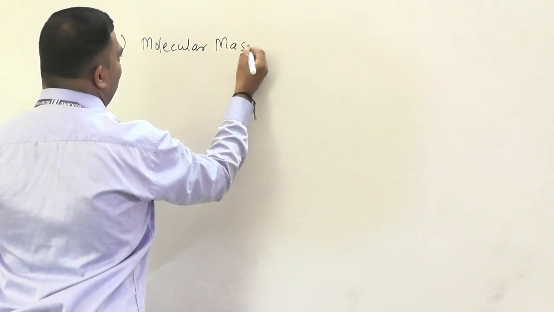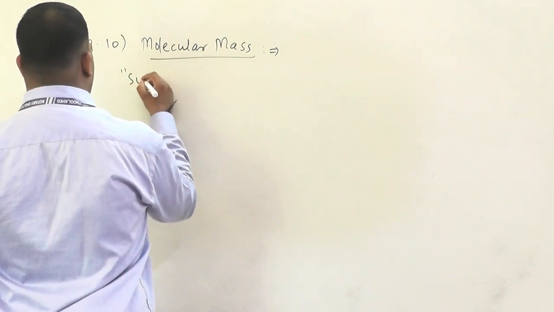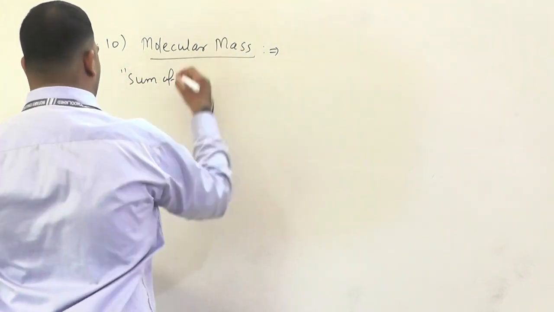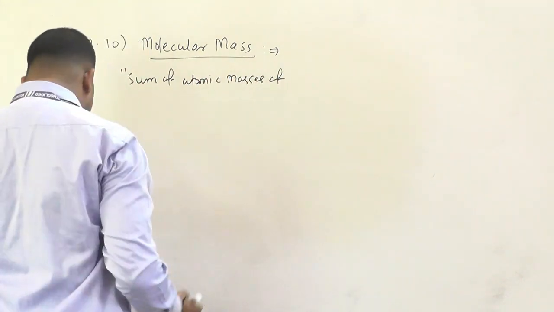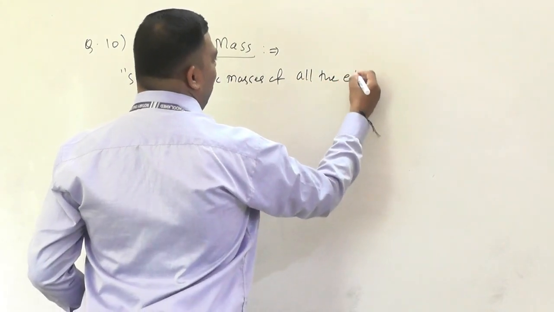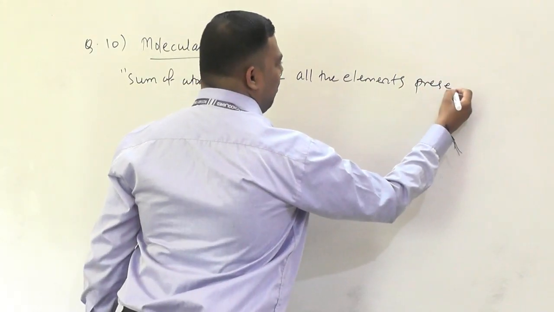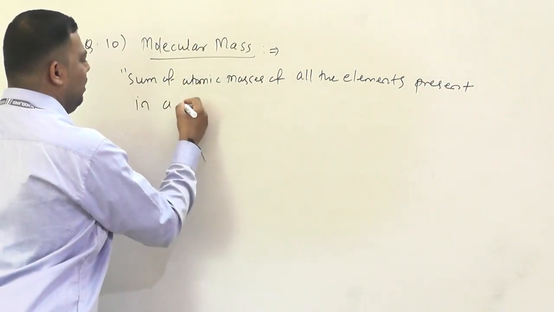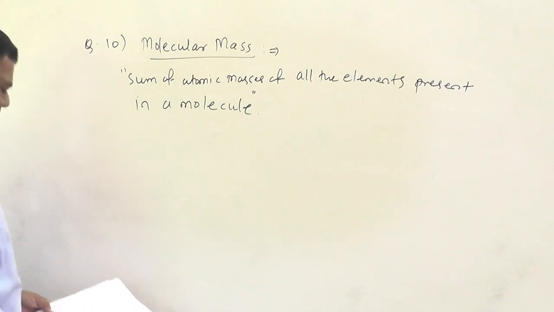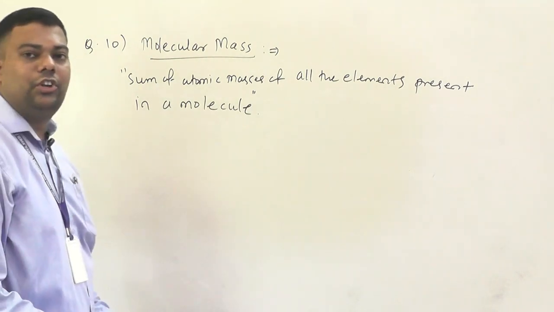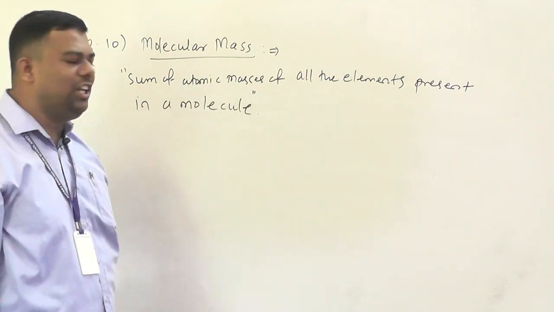Molecular mass. So first we will write the definition. It is the sum of atomic masses of all the elements present in a molecule. These are the definition of your molecular mass: sum of atomic masses of all the elements present in a molecule.